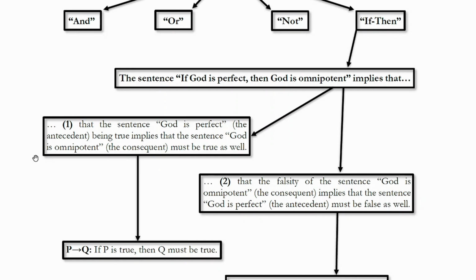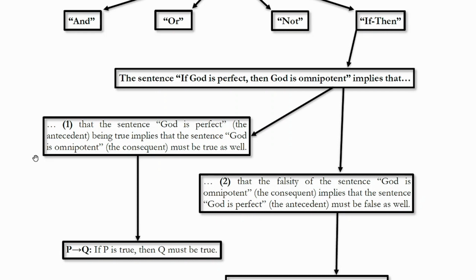So the first thing this statement is telling you is that if you know God is perfect, then that's all you need to know that God is also omnipotent, or all-powerful. The statement is telling you, look, once you've established God is perfect, you don't need any further evidence or reasoning or anything else to also know that God is omnipotent. The truth of the claim that God is perfect entails necessarily the truth of the claim that God is omnipotent.